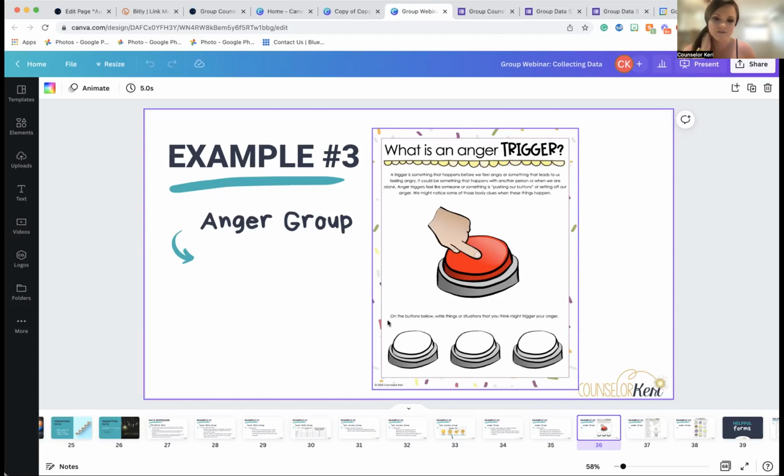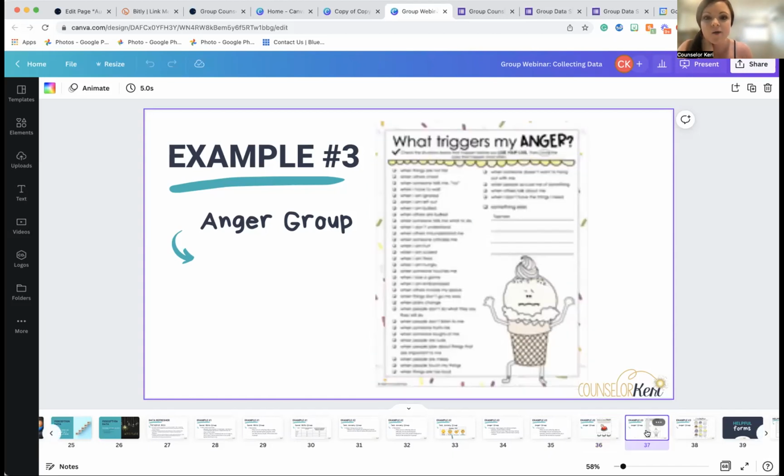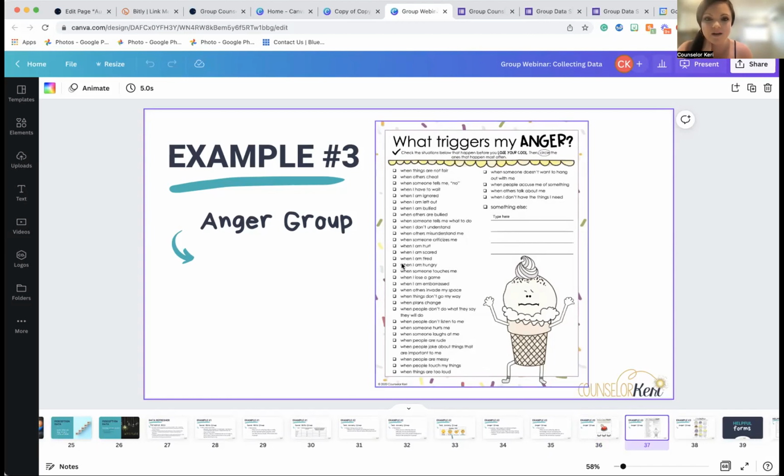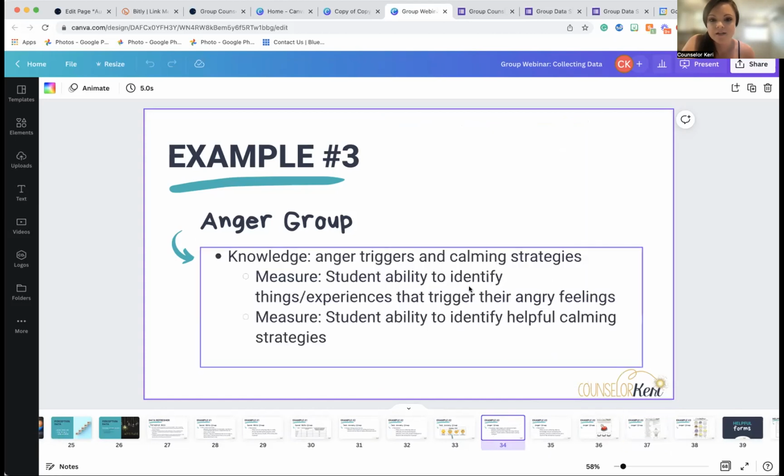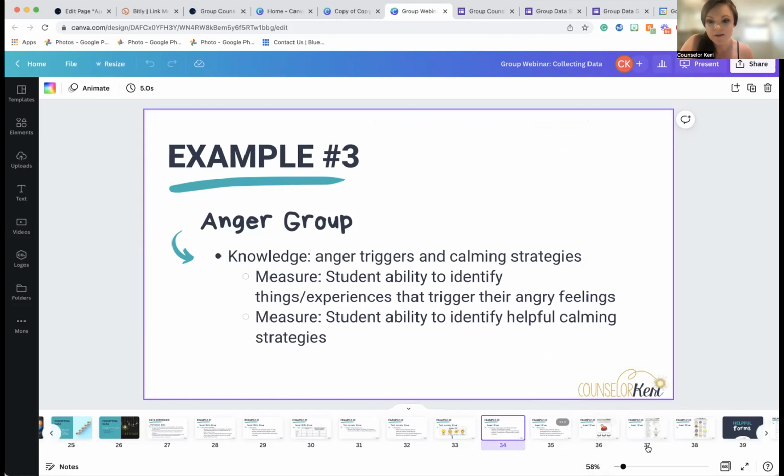I'm going to show you another thing that I use to assess this as well. So this page is just like, can they identify it or not? Write those down. Now this one helps, I think, a lot with my students who aren't quite there yet, they don't have the self-reflection just yet to figure out what's going on. This is just offering some examples of common anger triggers, and they're checking off like, is this true for me or not? So again, this is just going back to that first measure. Do they have the ability to identify things or experiences that trigger my angry feelings?